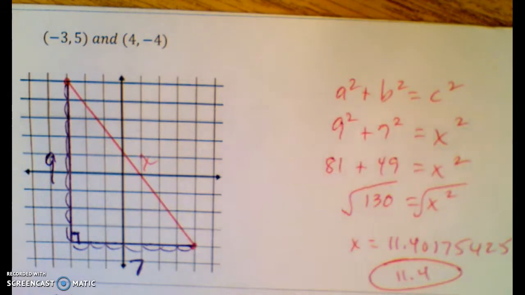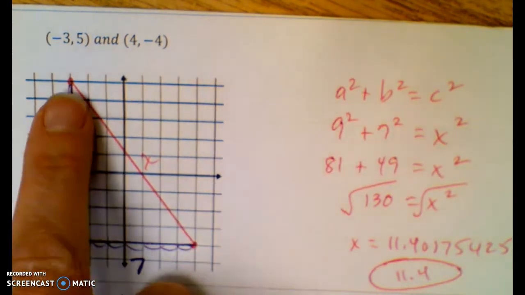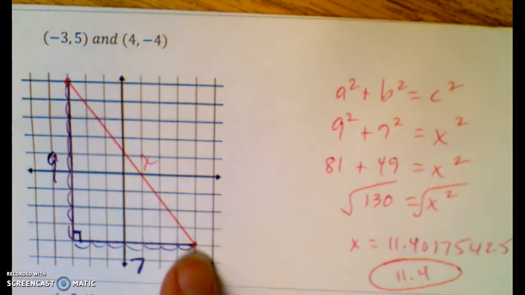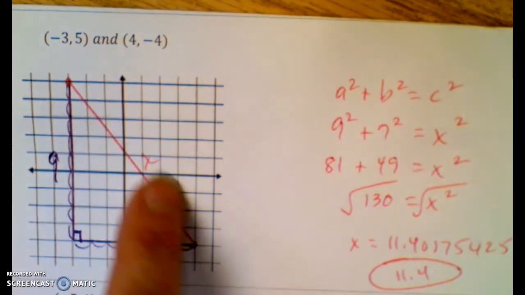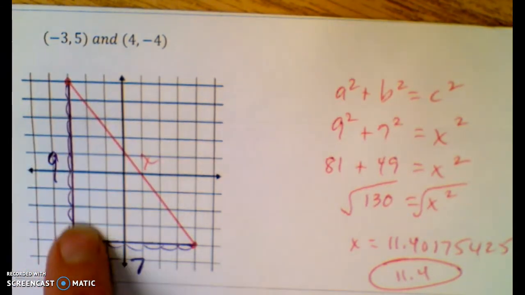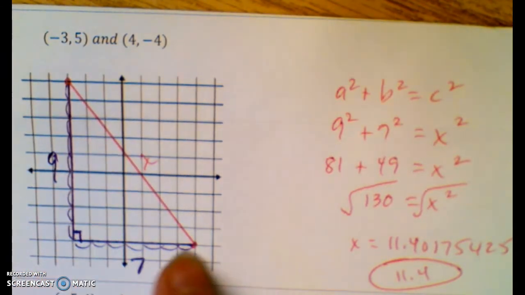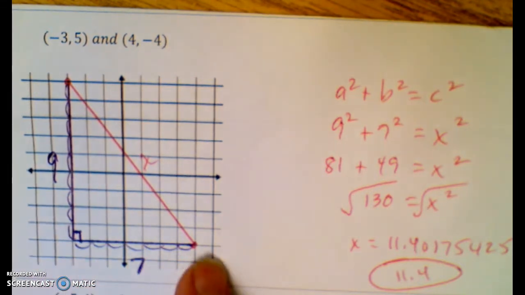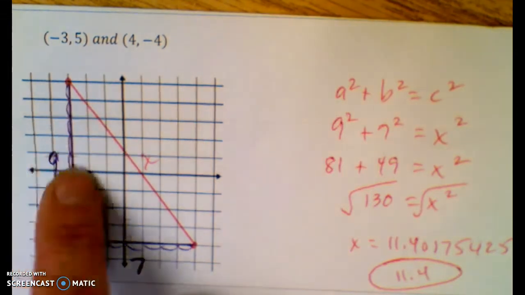Okay, for this next example, you had to plot the point -3, 5, and you had to plot your second point at 4, -4. So this creates a very long segment that we're looking for the distance of. Your right triangle, remember, is going to go straight down and straight over to form a right triangle. This gave you a distance of 7 units. This gave you a distance of 9 units.